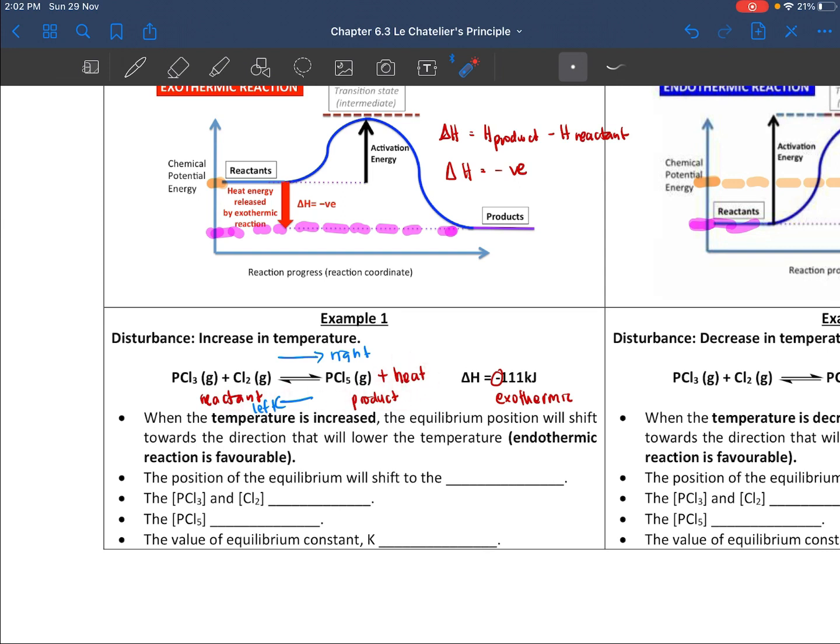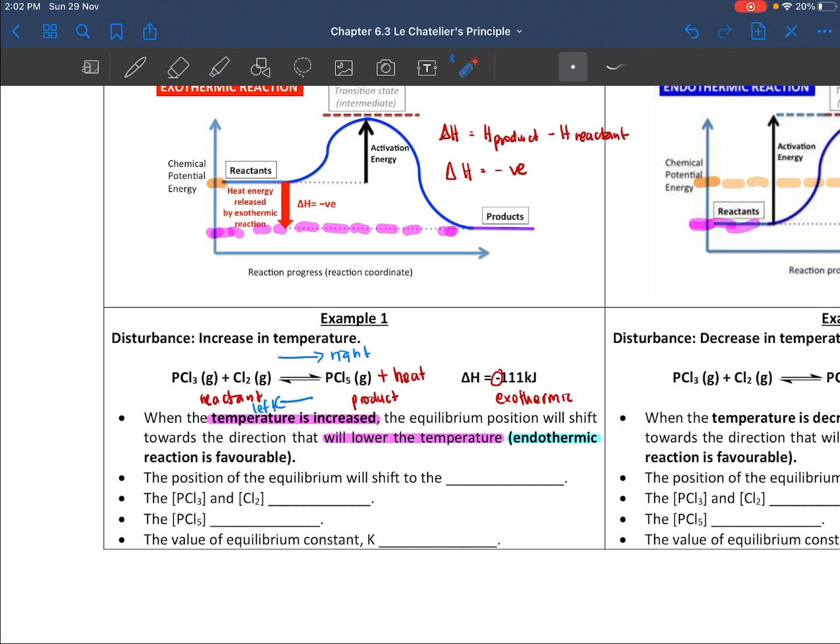So that heat ni together with PCl3 combine, they can form PCl5, and PCl5 can break down to form PCl3 and Cl2. Okay, so ataupun dekat sini saya dah tulis dah, kalau temperature dia meningkat, okay, so equilibrium tu akan shift ke arah yang lower the temperature. So arah mana? Arah endothermic reaction. Okay, so macam mana pula endothermic means tahu mana? Okay, so dia ada dua cara untuk buat benda ni.